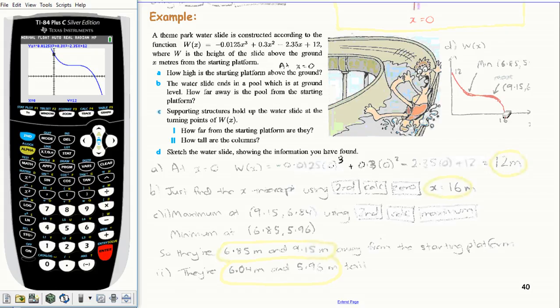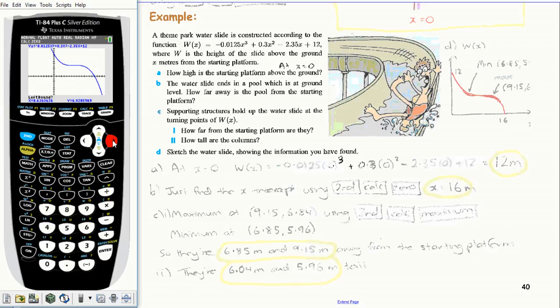How far away is the pool from the starting platform? Here. So they basically want to know what that length is there. To work out that length, you probably want this little thing, which is the x-intercept. Remember, to find the x-intercept, you go second calc, zeros. So number 2, we need to arrow so we're just left of it. That's a bit too far left, so just go so you're only a little bit left of it.